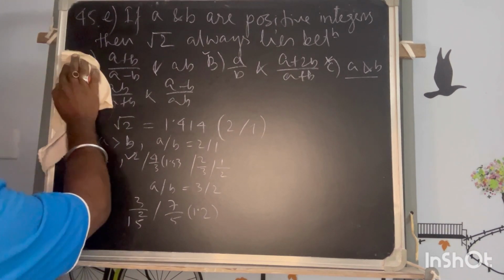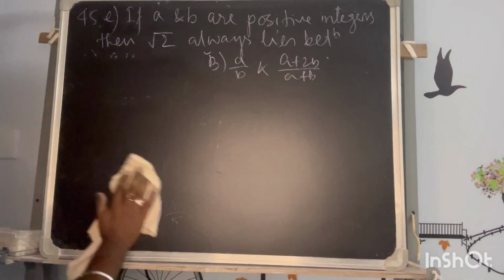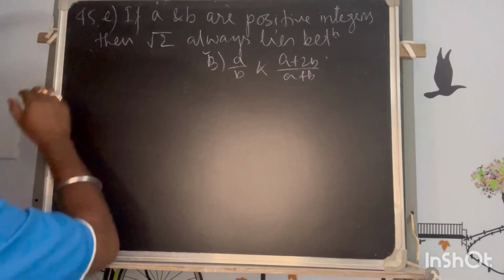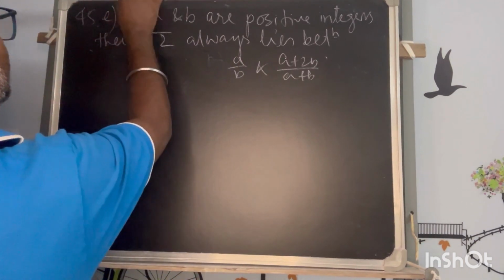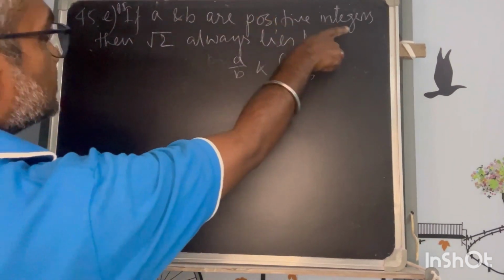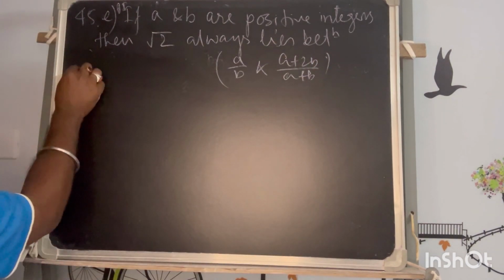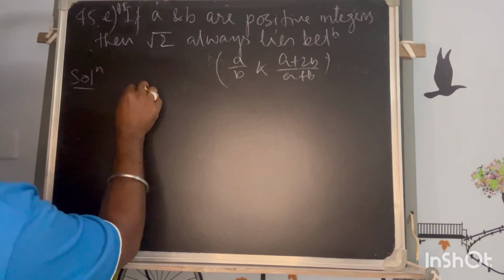But in case it says that you have to prove it, sometimes it comes directly. This is a very specific problem where you have to prove that root 2 lies between these. So this is pretty tricky, and I am going to show you how to do it.